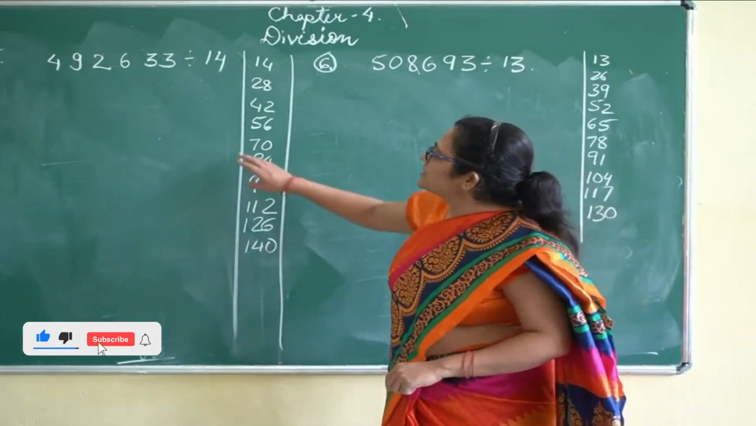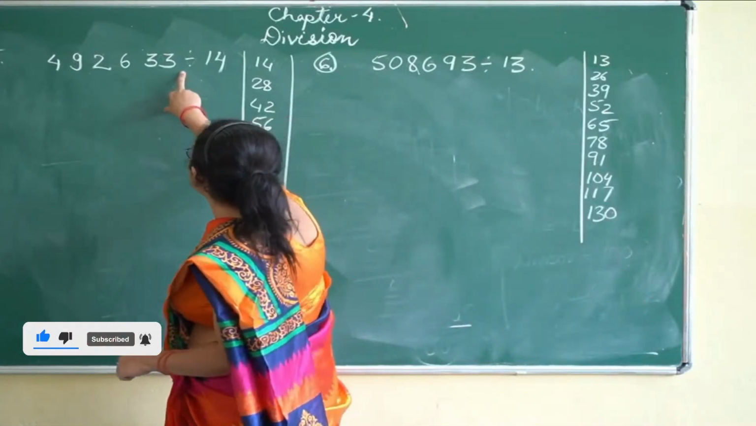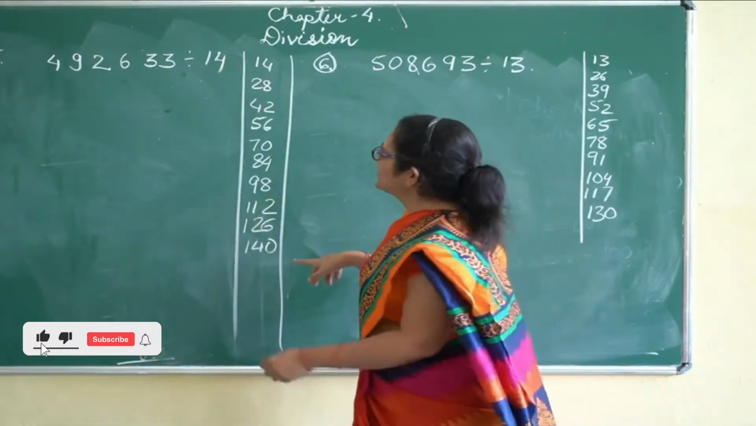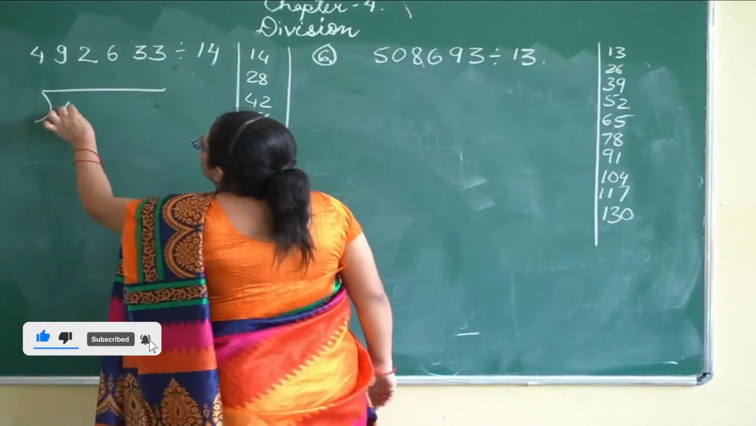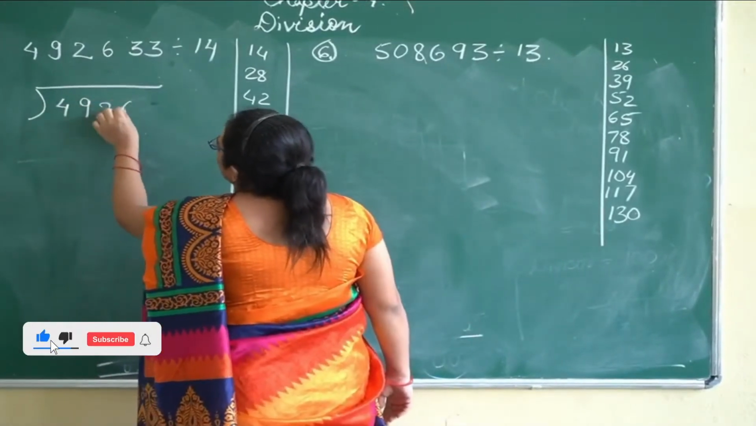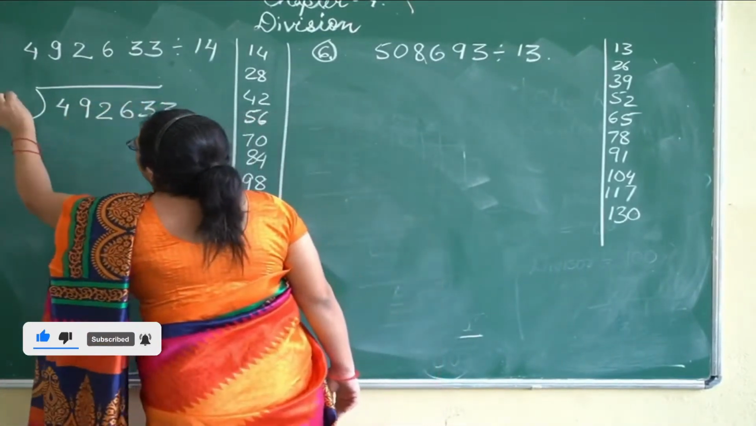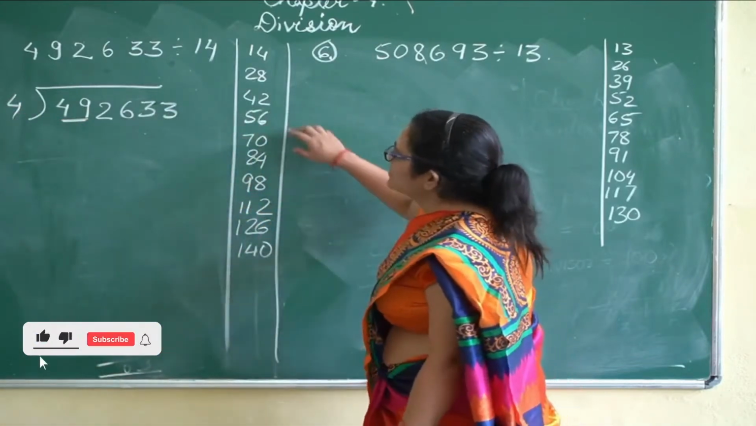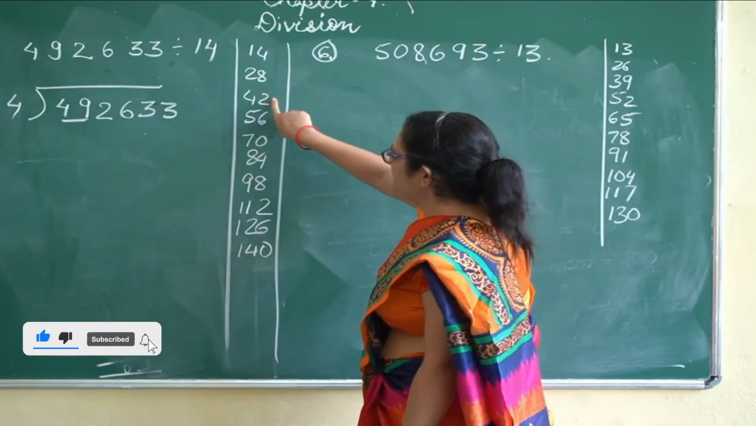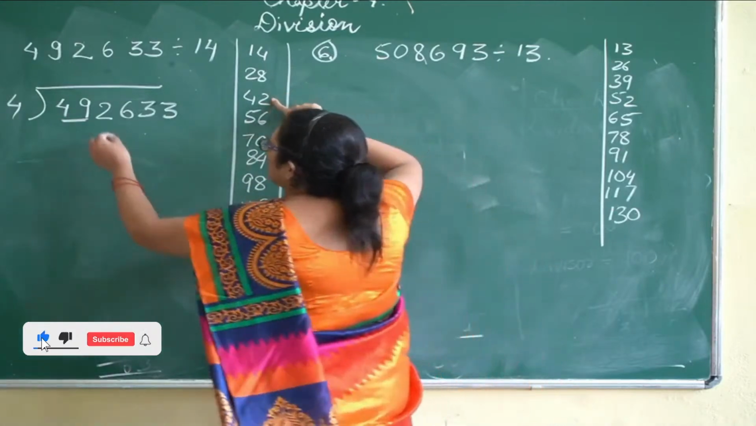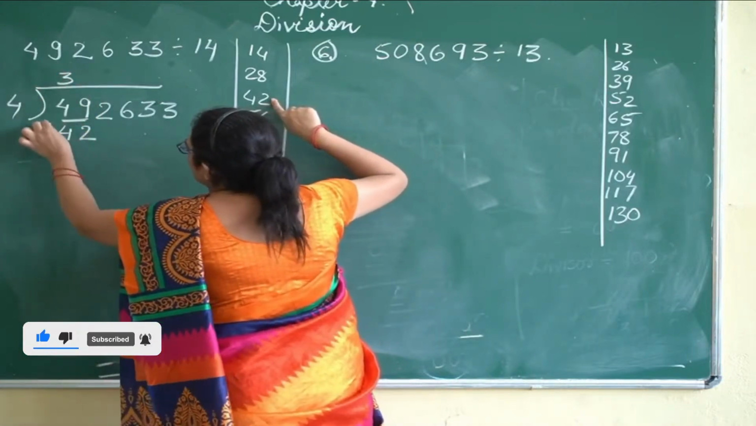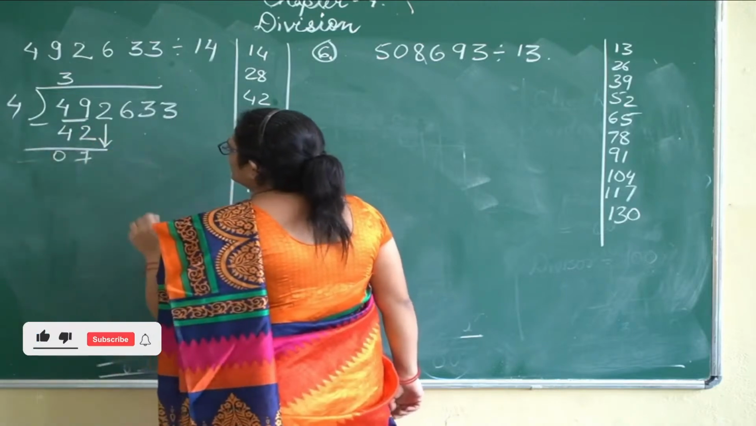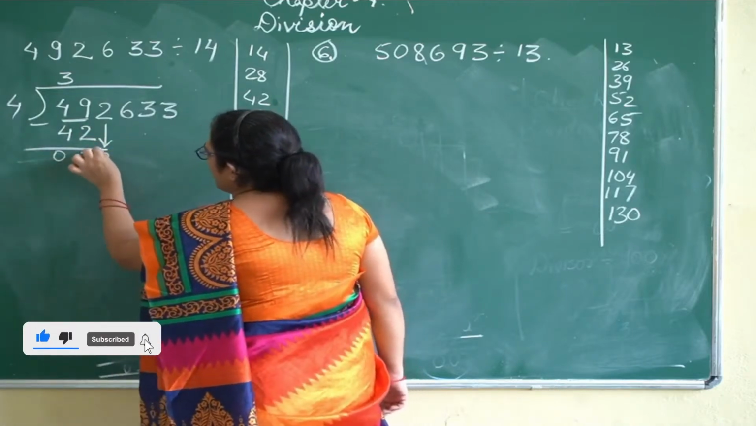We'll do the next question. 4,92,633 divided by 14. I have written the table of 14 for reference purpose. You should learn the table of 14. Now you will write 4,92,633 divided by 14. Now we'll check, is this number there in the table of 14? Is 49 there? No. What is smaller than 49? 42. So 14 3s are 42. Subtract: 9 minus 2 is 7, 4 minus 4 is 0. What will we do next? We'll bring the next number down after subtraction.